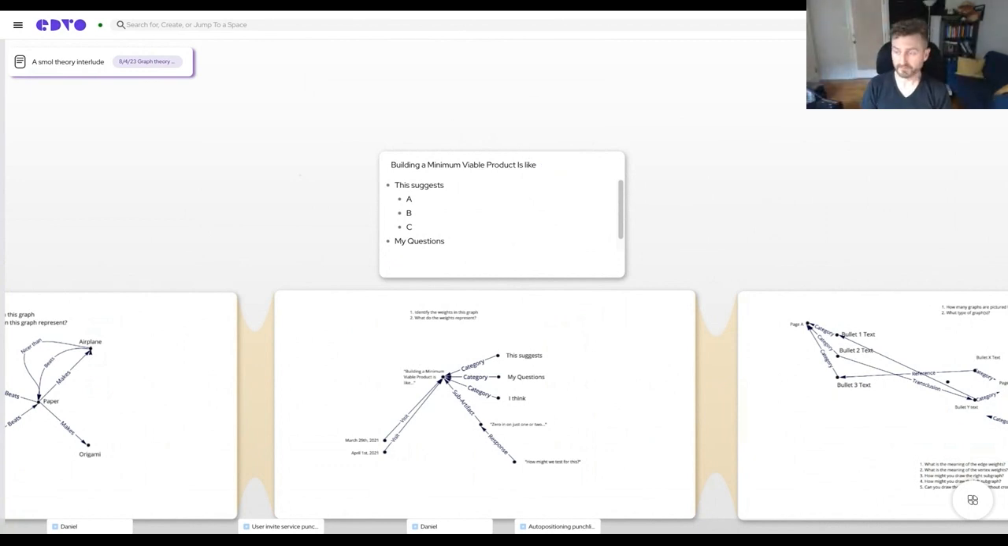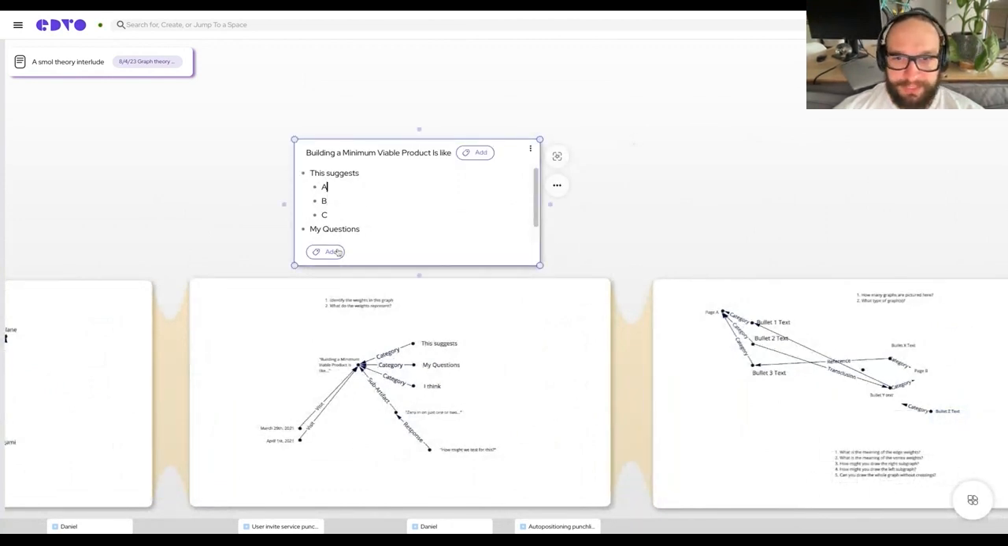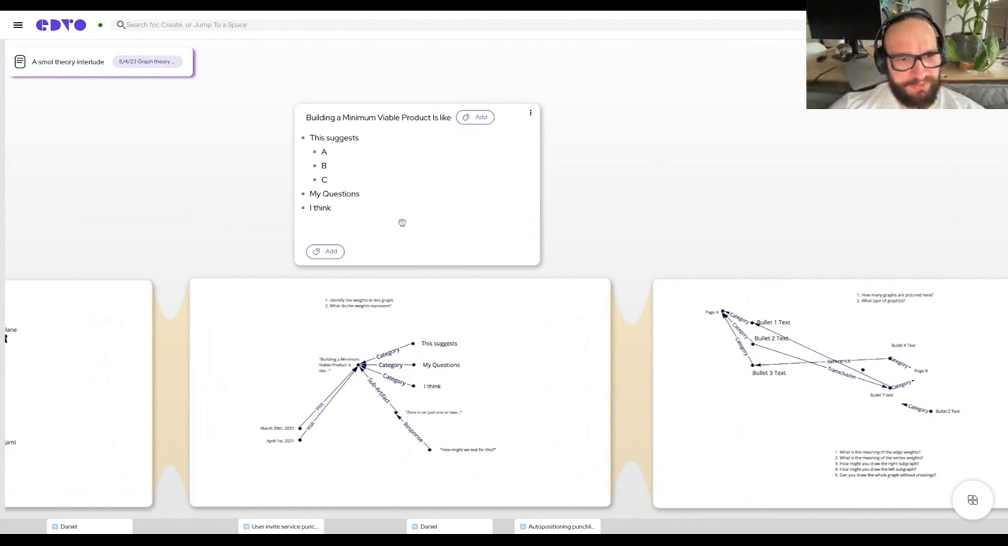Does that make sense? I'm a little bit lost on this ABC stuff. So we have a connection between building a minimum viable product and this suggests. Yep. So there are two nodes, and there is an edge between them, and then within this suggests we have a bulleted list, and all of the bullets in the list connect to this suggests. If we zoom into that node, is this a correct understanding?